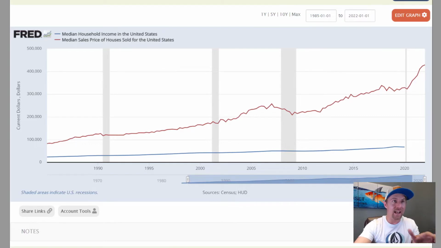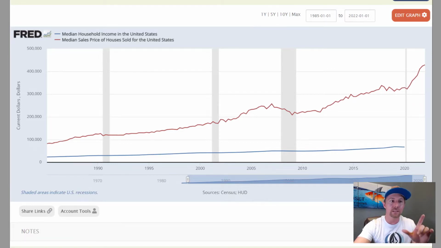Now, without further ado, let's jump right into the data. All right, so up on the screen, I have a chart from FRED Economic Data, and I have customized it to show us the median household income in the United States, as well as the median sales prices of homes sold in the United States.